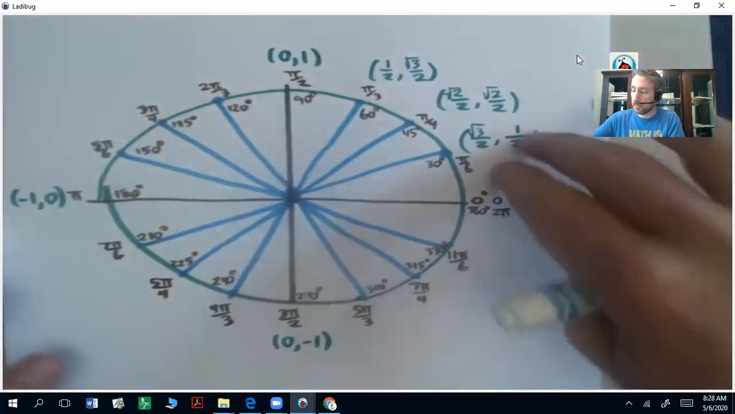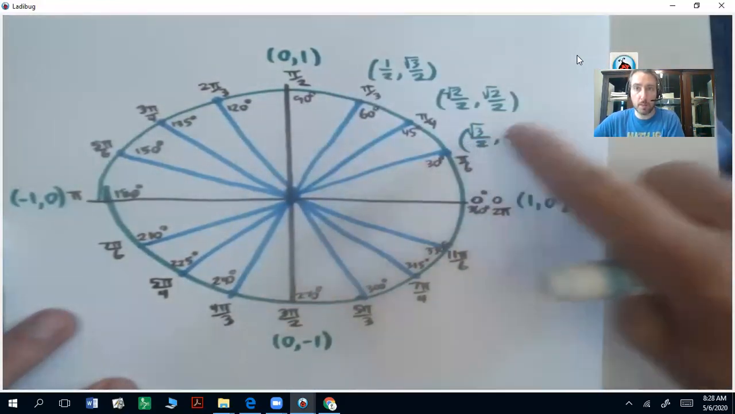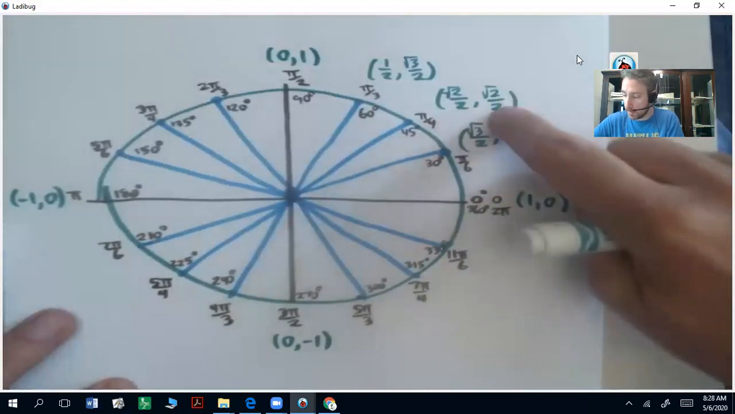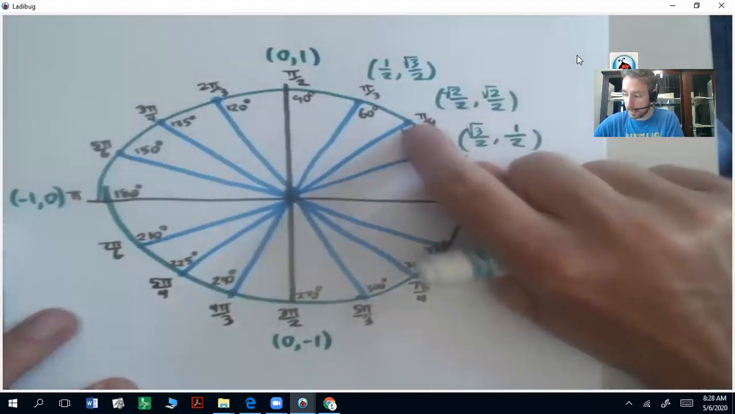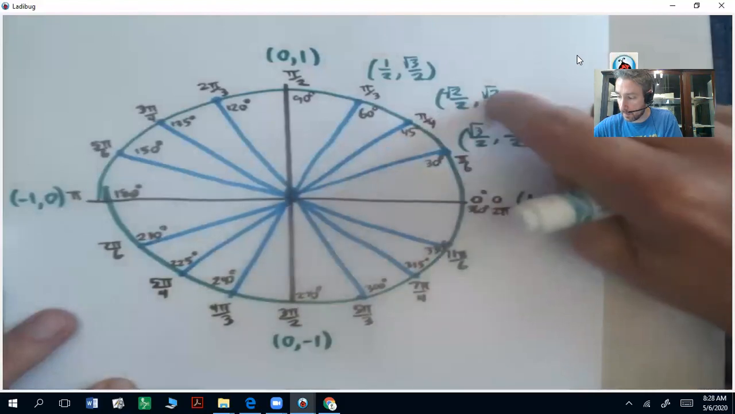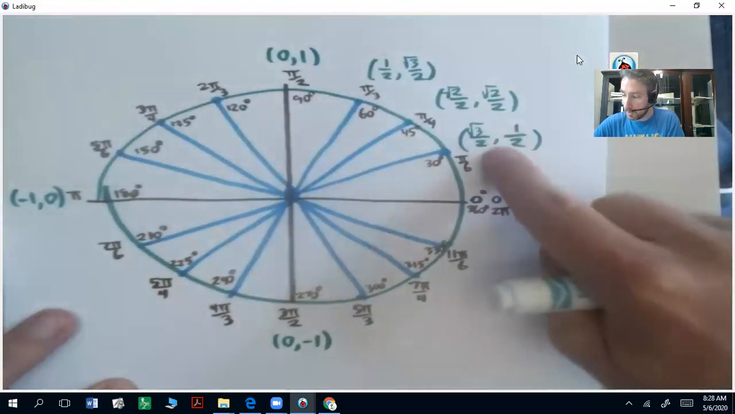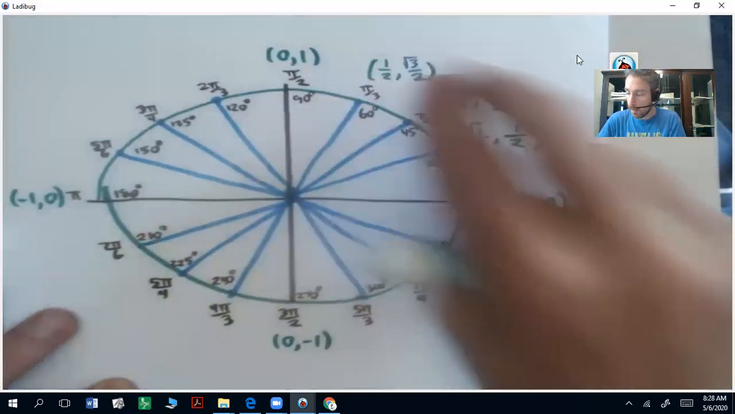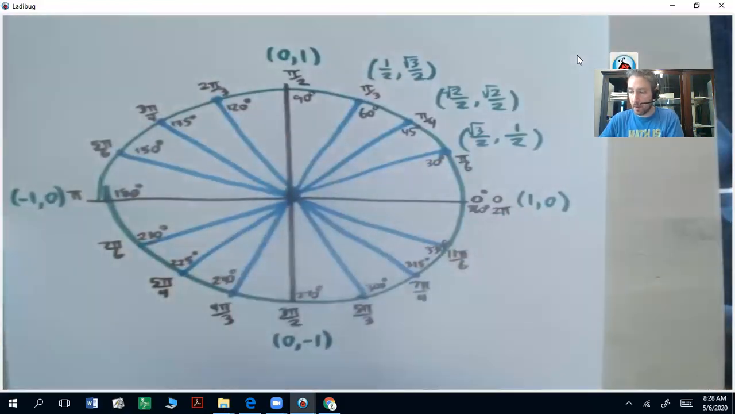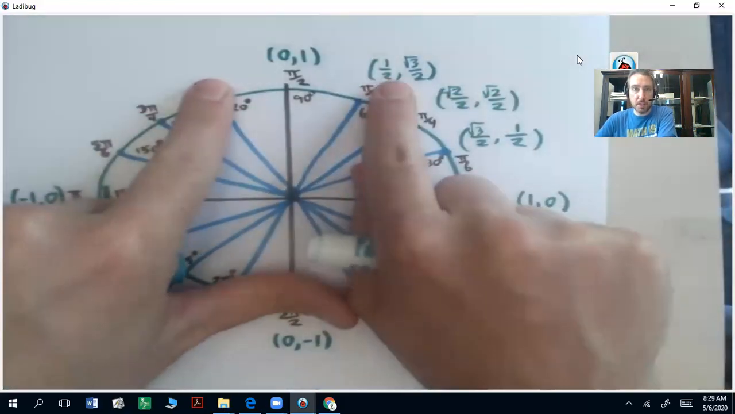So if you remember those 3 coordinates, okay, square root of 3 over 2, comma 1/2, square root of 2 over 2, comma square root of 2 over 2. Those are the same number because that's 45 degrees, so x and y are the same value. And these 2 are just switched. And then you can kind of get all the other coordinates because really this is just symmetric.